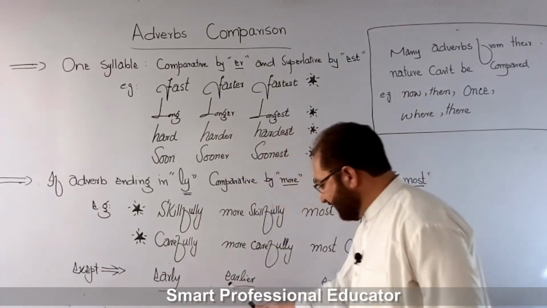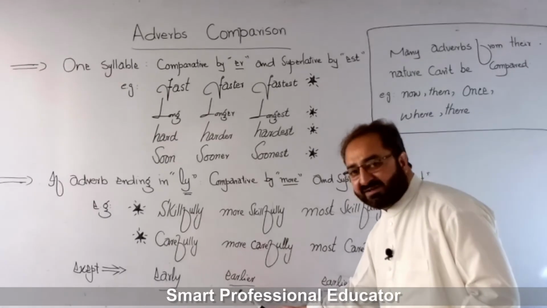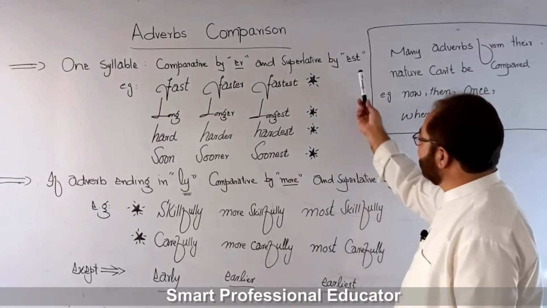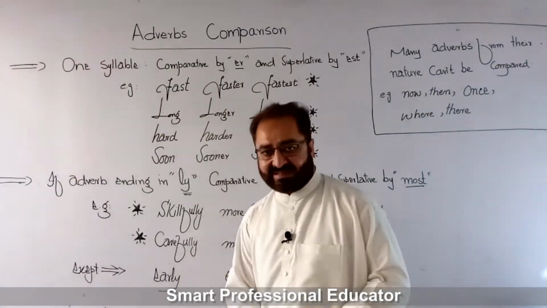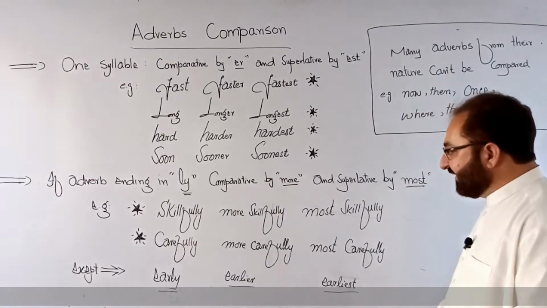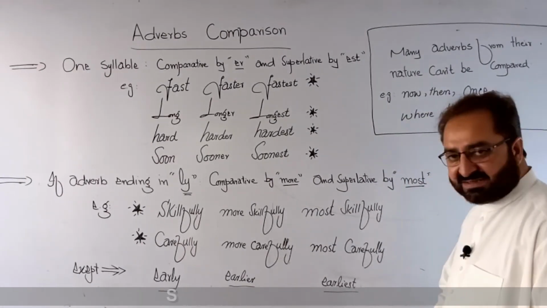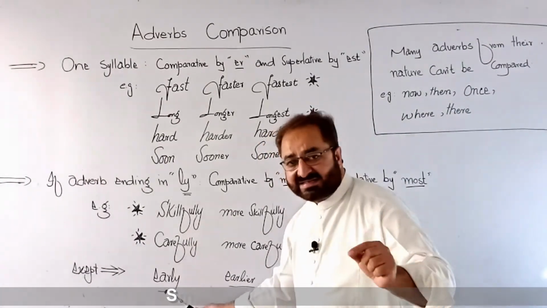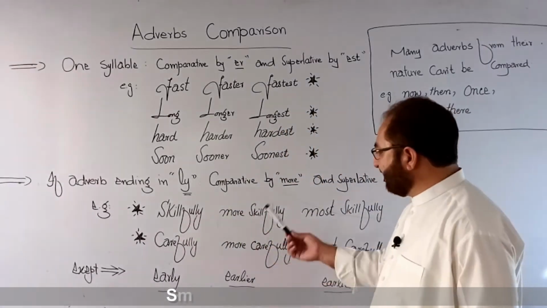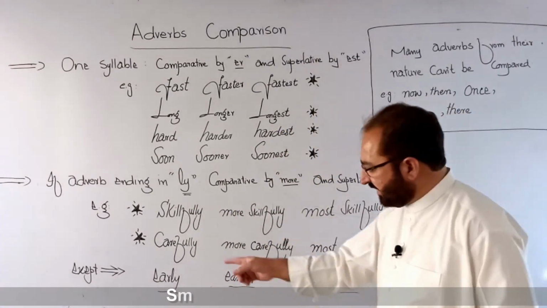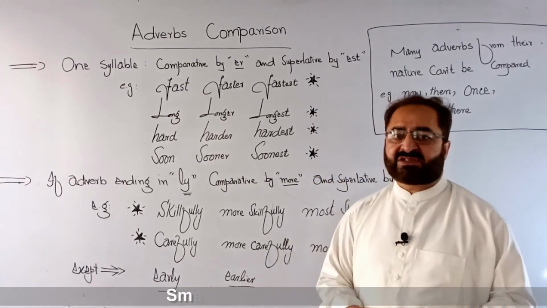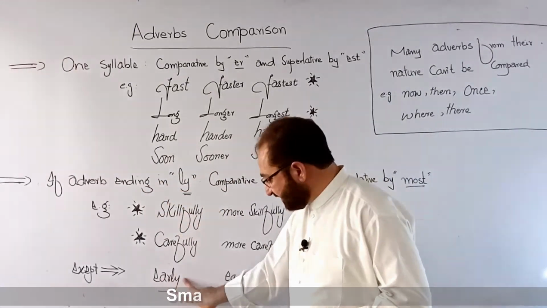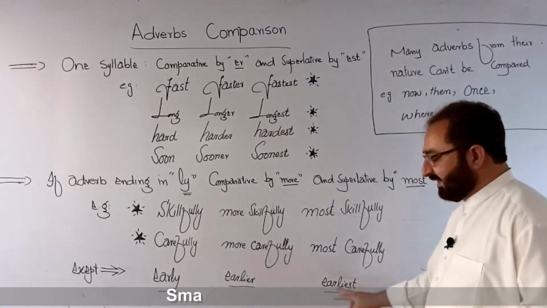Because we make the comparative of early by earlier, by adding er, and by adding est to the end, as it was for one syllable. So early, earlier, and earliest. This is also an adverb which ends in ly, but this formula of adding more and most is not for early. Early is a single word which we cannot make like other adverbs ending in ly. So early, earlier, and earliest, it should be noted.